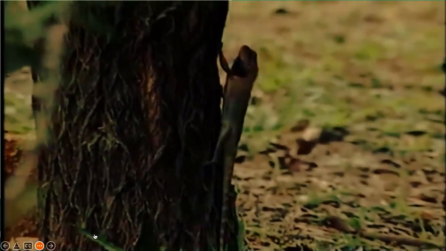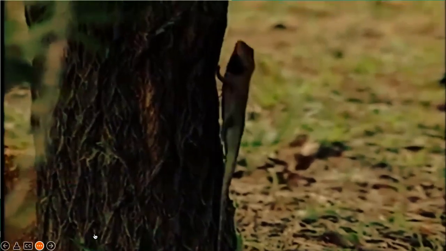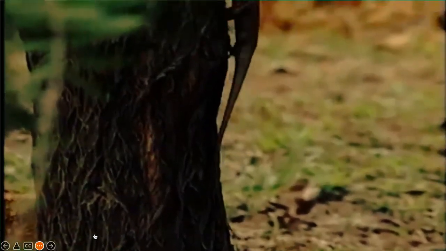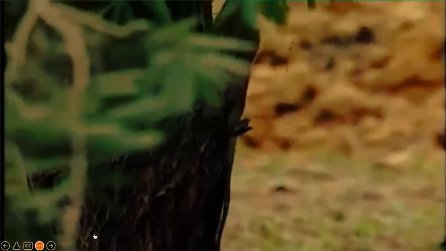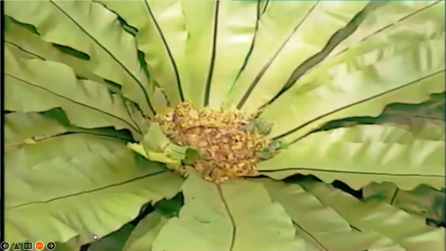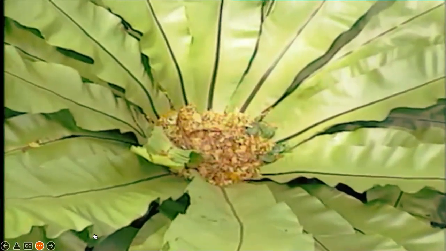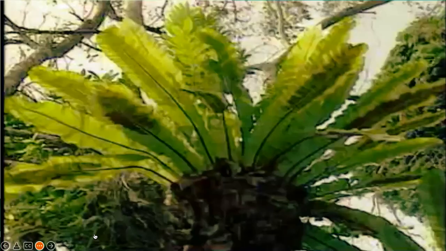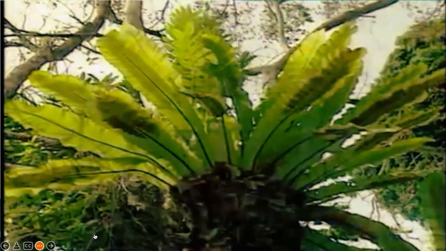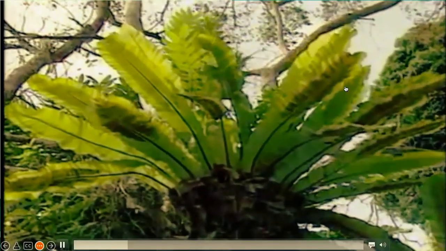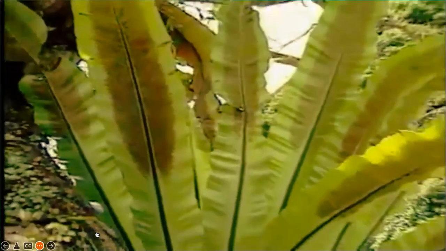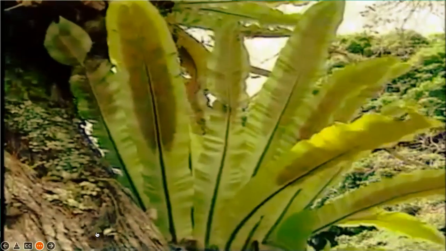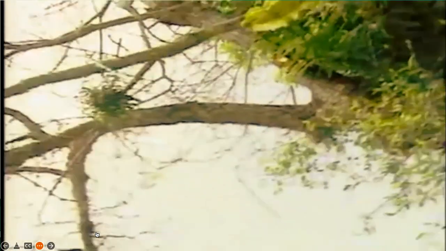This is a tree lizard, and it lives on my branches too. It also eats insects. See this? It looks like a nest, doesn't it? If I were a bird, I might mistake it for my home. Actually, it's a bird nest fern and is using the tree as a support. Look, it is actually growing on the tree.